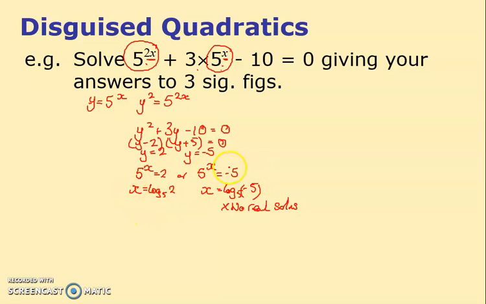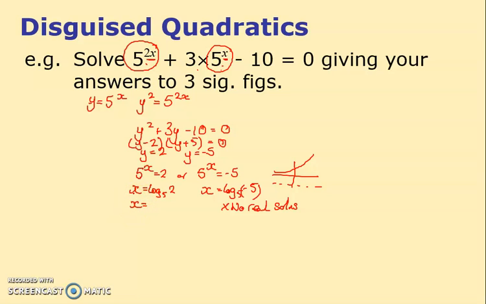And essentially it's because these exponential graphs are never below the x-axis. So the actual graph would look like that. And we're saying, when's it equal to minus 5? Well, the answer is it's never equal that low. Anyway, so this is the answer. I'm going to chuck that in.